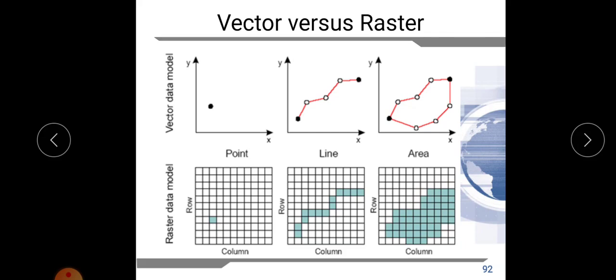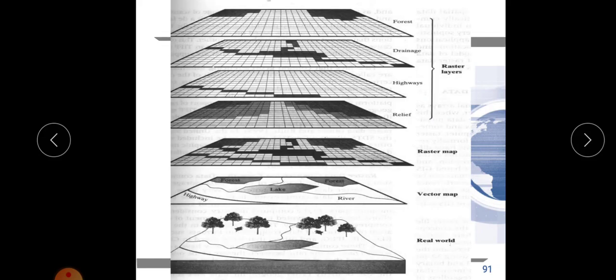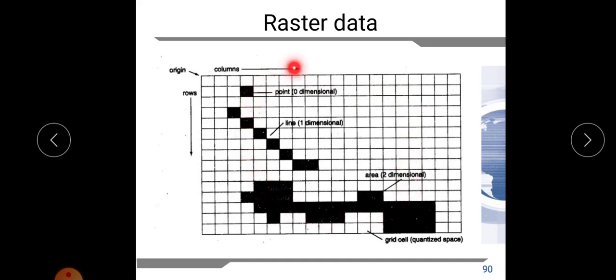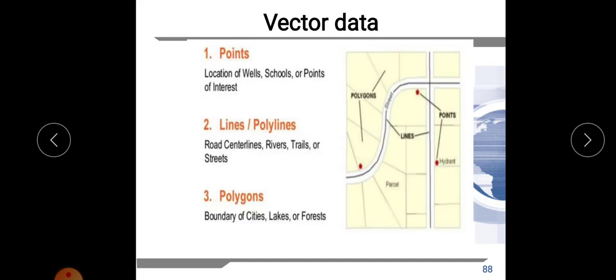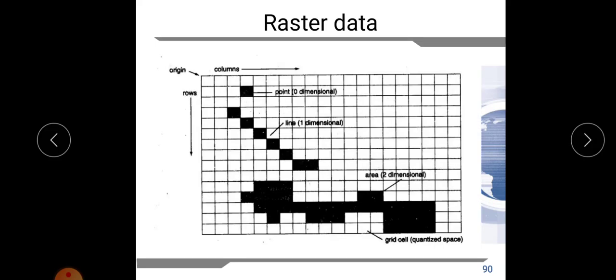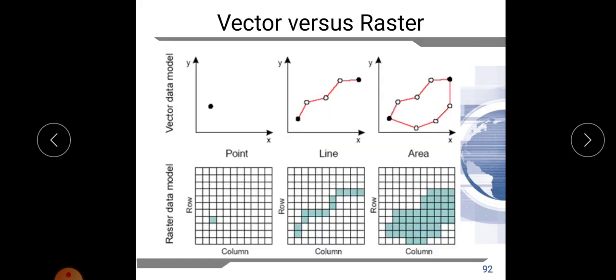So this is the vector versus raster model. This is a very important portion. In exams, if it is asked, you should draw this figure also. If they ask you to explain raster data, draw this figure, and for explaining vector data you should draw this figure. And if it is asked to analyze the difference between vector and raster, you should draw this figure.